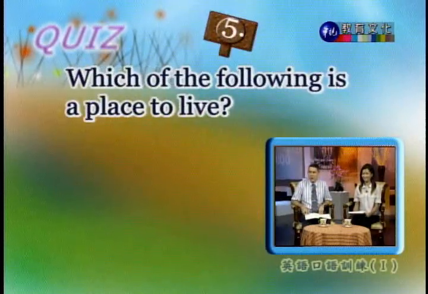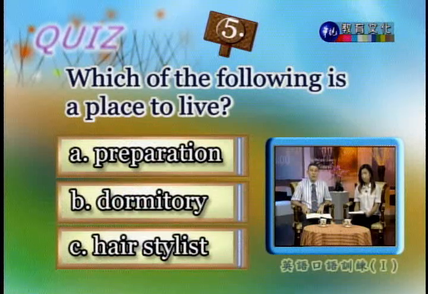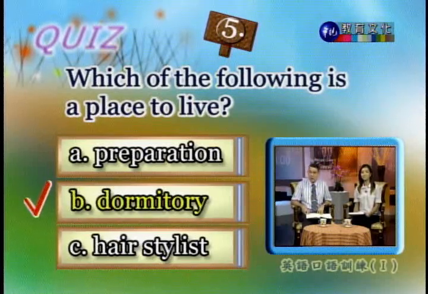And last, number five. Which of the following is a place to live? Is it A, preparation, B, dormitory, or C, hairstylist? Come on, guys. There's only one of the three answers that's a place to live. And as you can see, that is B, a place on campus usually. A dormitory is a place for students to live in.